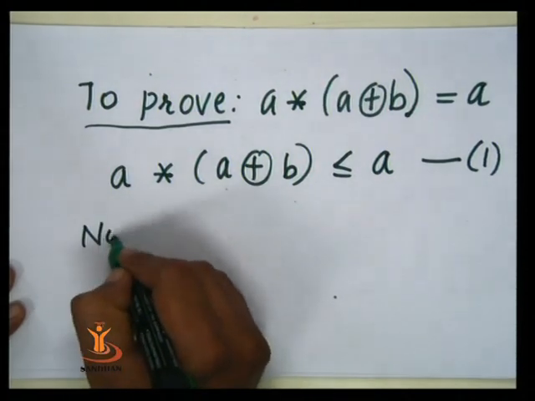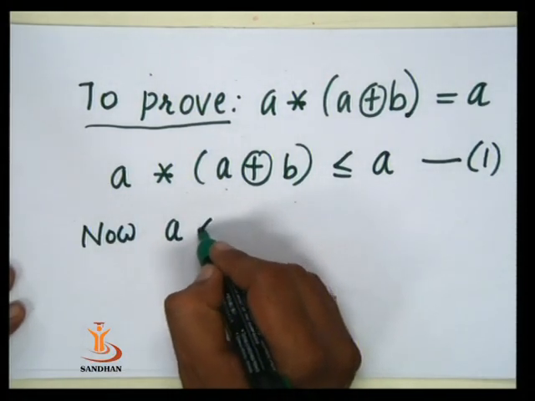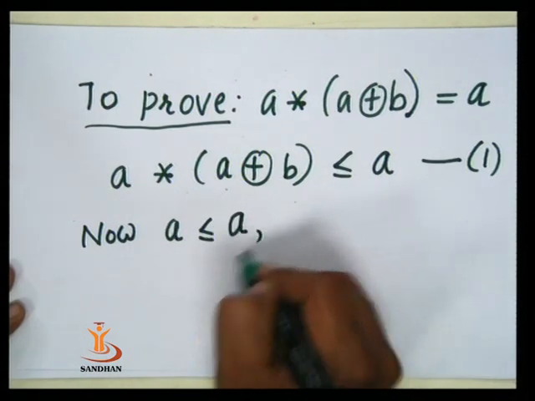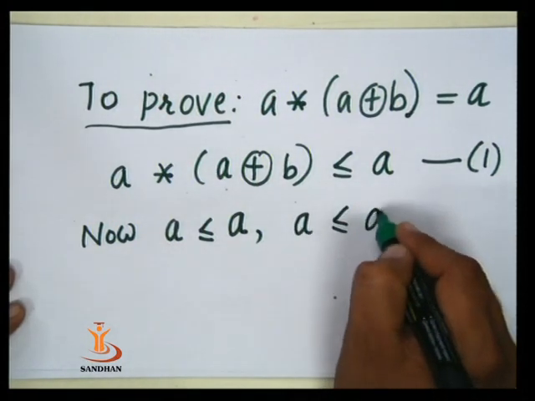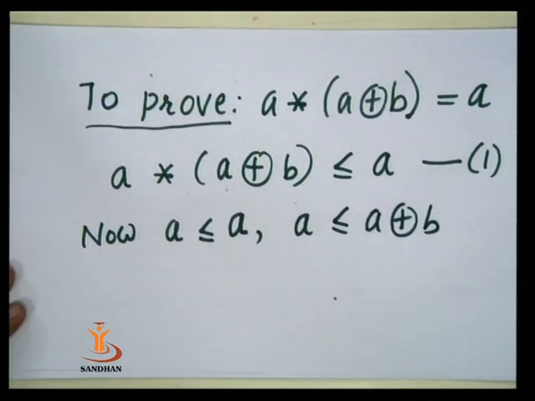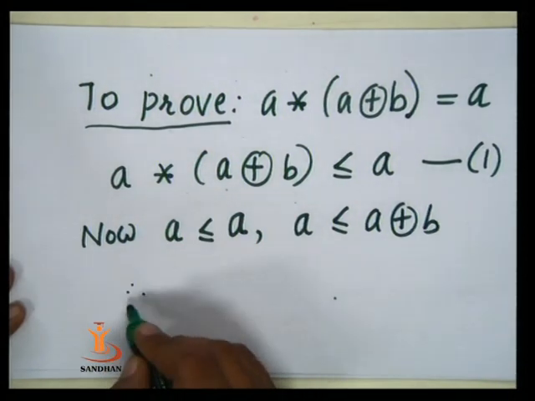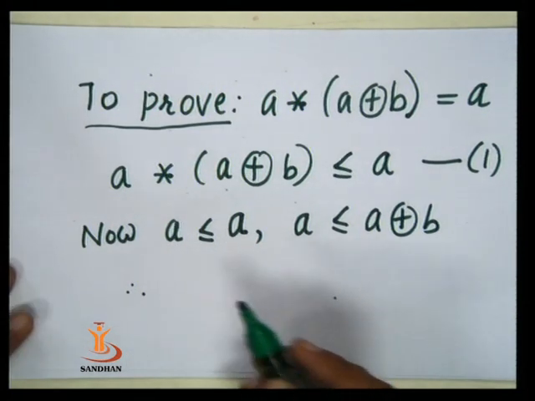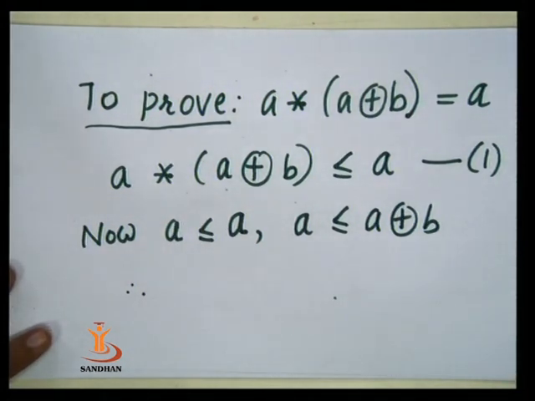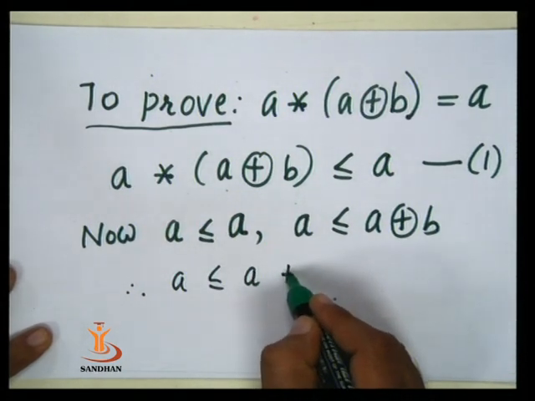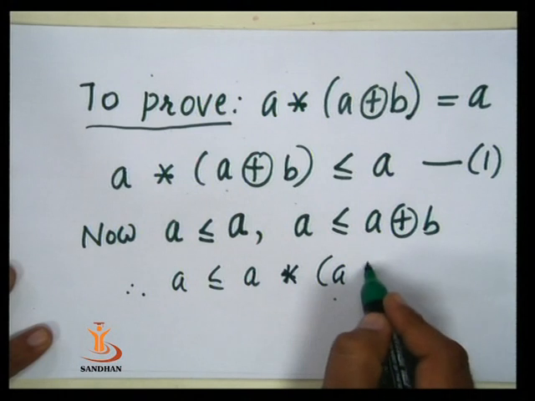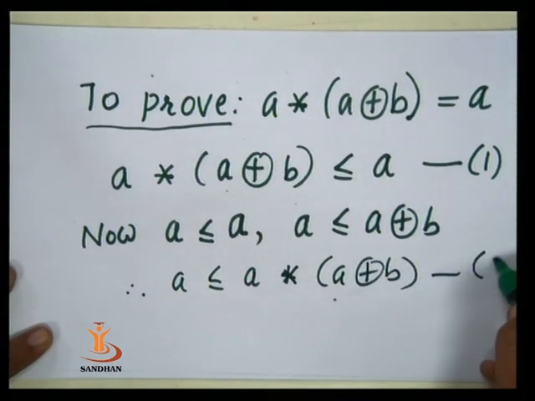Now, by the definition of relation or reflexivity, it is very clear that A is related to A, and A is also related to A ring sum B by the definition of ring sum. So A is related to A as well as A ring sum B, so A will be a lower bound of the set consisting of A and A ring sum B. So it is very clear that A is related to A star (A ring sum B). Consider that as number 2.